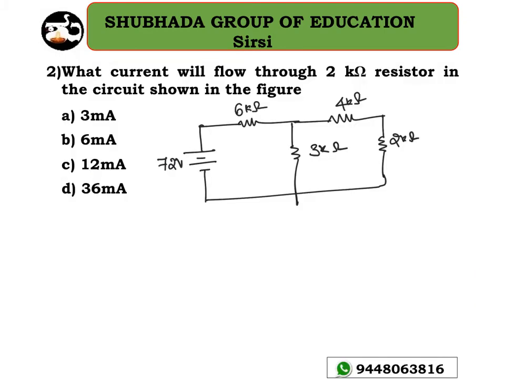Okay, look at the next problem. What current will flow through the 2 kilo ohm resistor in the circuit shown in the figure? Okay, so this is the given circuit. We can easily find out the two different loops here. This is the first loop and this is the second loop.